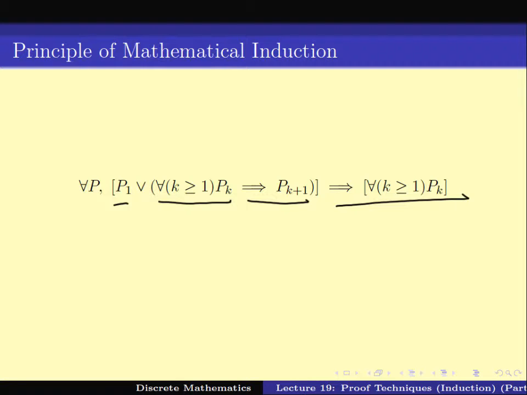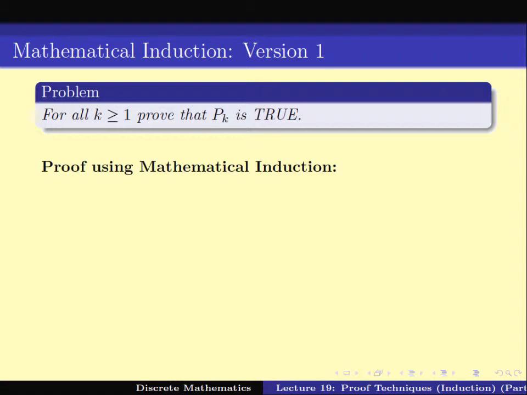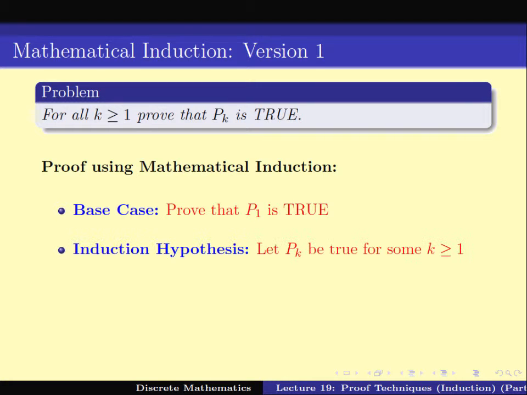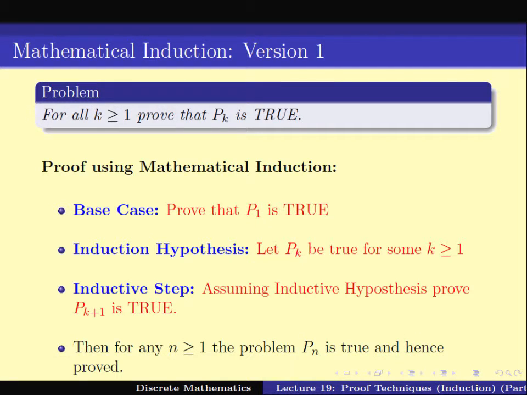So this mathematical induction has different versions of it, and we might be interested in applying one or the other for them. The version 1 is of course what we just now showed, which is that if we have to prove that for all k greater than or equal to 1, Pk is true, the idea is prove P1 is true, then assuming Pk is true, prove Pk plus 1 is true. And if you can solve that, then we will solve the whole problem.